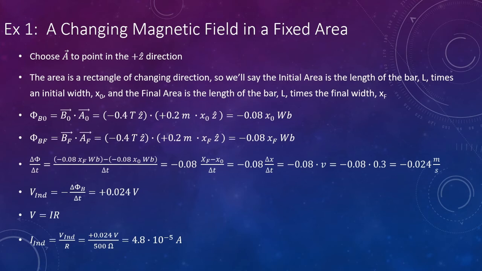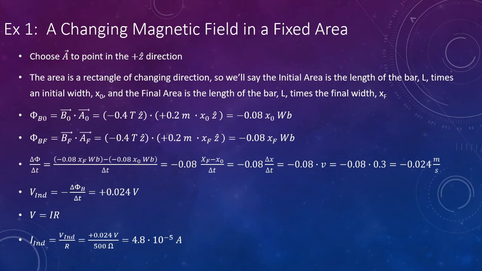And so our area is just going to be length times that width x. We can do an initial flux, which is our initial magnetic field dotted into our initial area. Our magnetic field is negative in z. Our area vector is positive in z, so that's going to give us a negative flux. And I guess I just say it's the length of the bar times the initial width x0. Likewise, our final flux is our final magnetic field, which is still in the minus z direction. Our area vector we chose to be in the plus z direction, so a negative z dotted into a positive z will give us a negative flux. And again, for the area, I say it's the length of the bar times a final x, which I'll call my width.